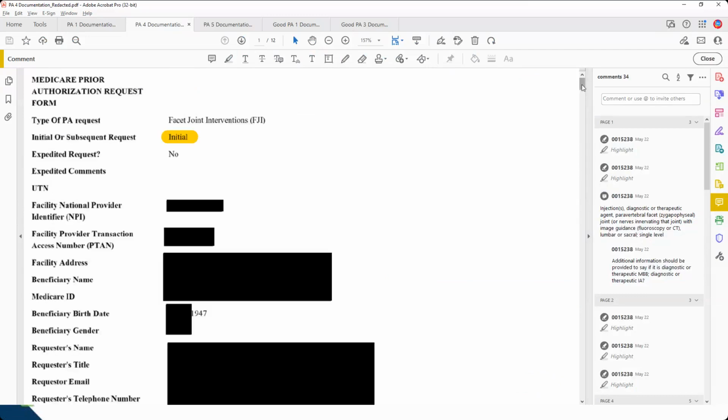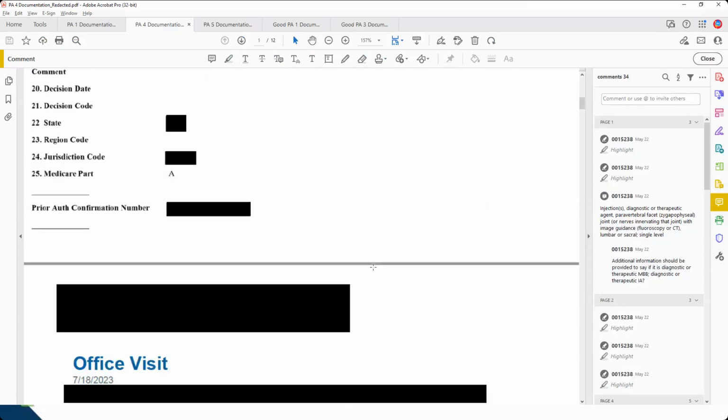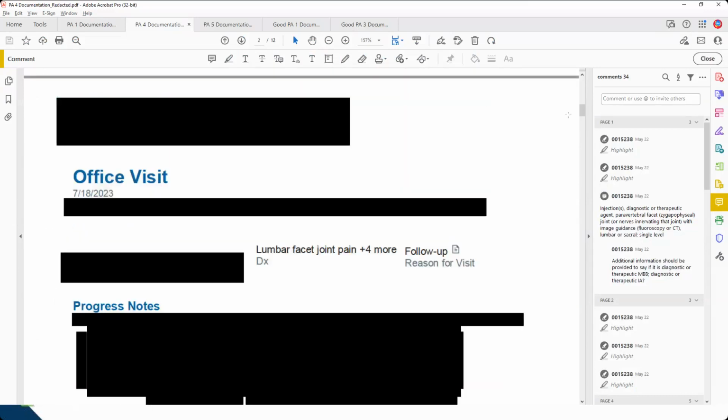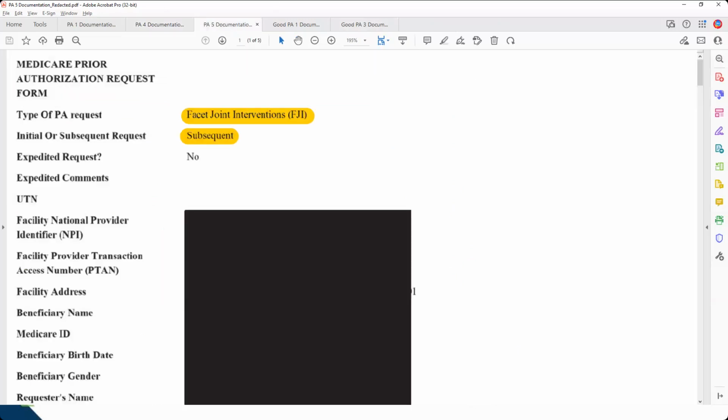So those were some of the things in this documentation that were missing that made this claim not affirmed on initial request. So again, make sure you're utilizing not only the comments field to give us that additional information about the levels, about the type of injection, etc., but also make sure your physician is noting in their plan what they plan to do, where they plan to do it, and if it's diagnostic or if it's therapeutic, if it's a first or second time that they are doing it. All right, we're going to move on to another example.